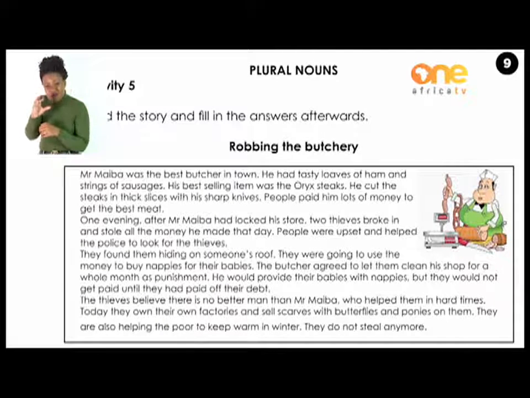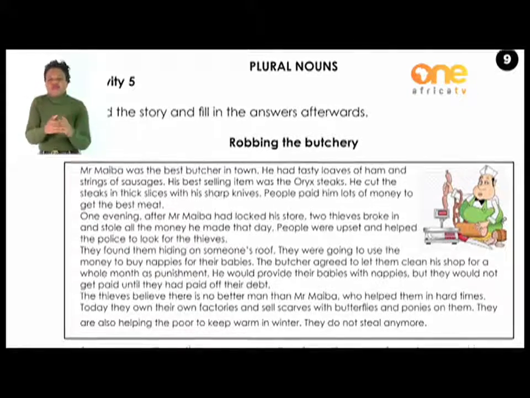He would provide their babies with nappies, but they would not get paid until they had paid off their debts. The thieves believe there is no better man than Mr. Mayber, who helped them in hard times. Today, they own their factories and sell scarves with butterflies and ponies on them. They are also helping the poor to keep warm in winter. They do not steal anymore. That's our story. Is that not interesting?